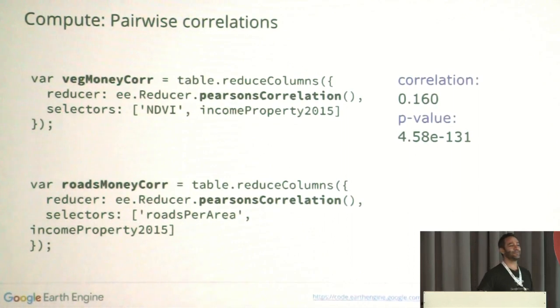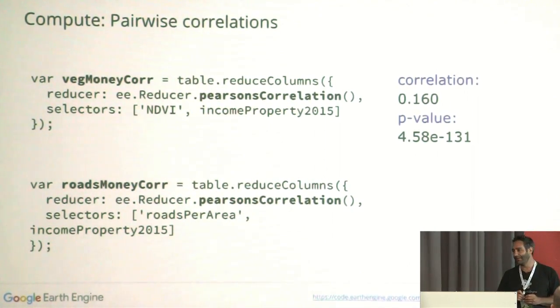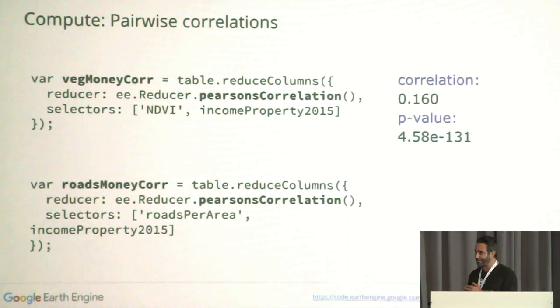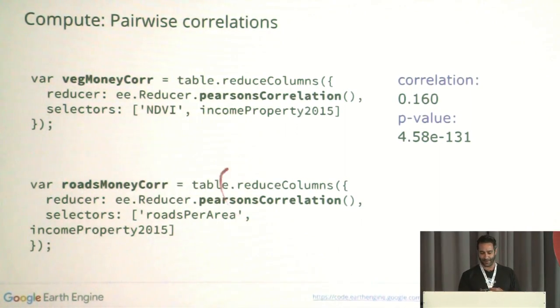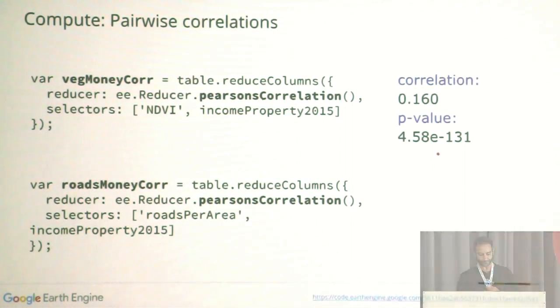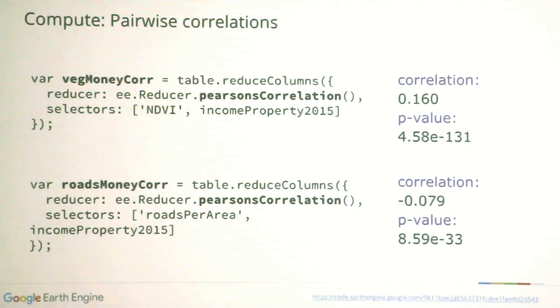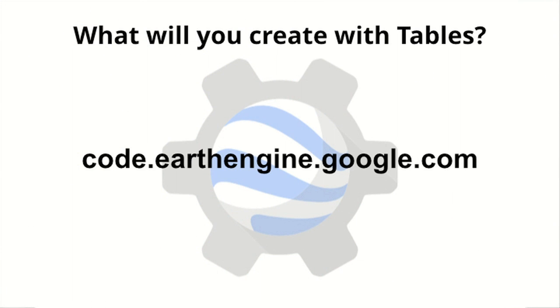Okay, positive correlation between vegetation and income, not a large correlation, between NDVI and aggregate income with a very small p-value, and negative but very, very small correlation on road density and aggregate income. So this was for California only. But we have the entire US in our catalog, and wouldn't it be interesting to know?